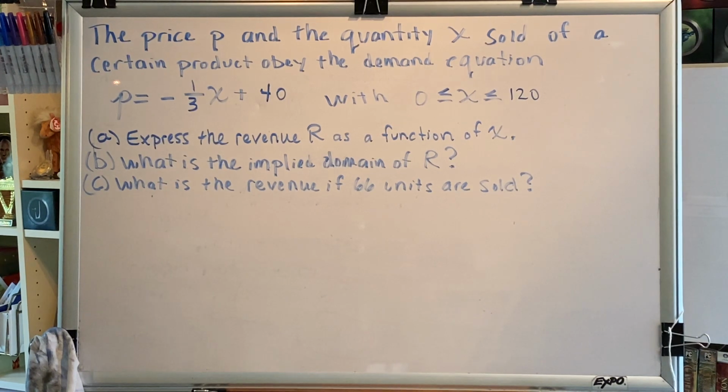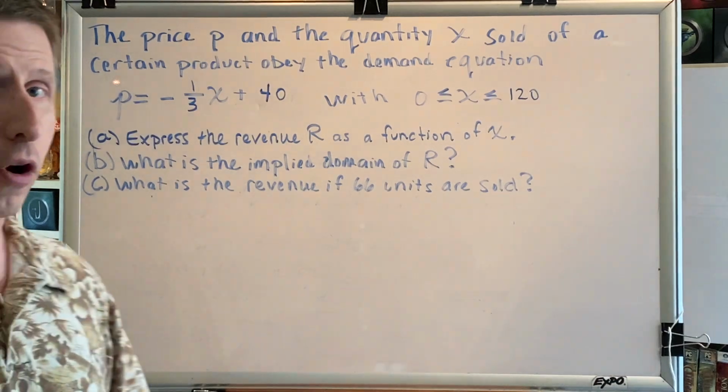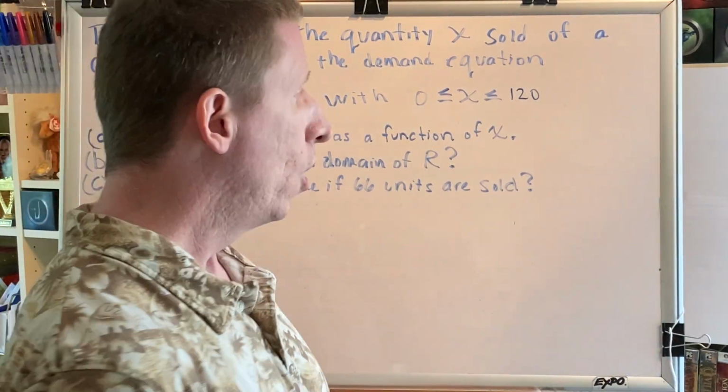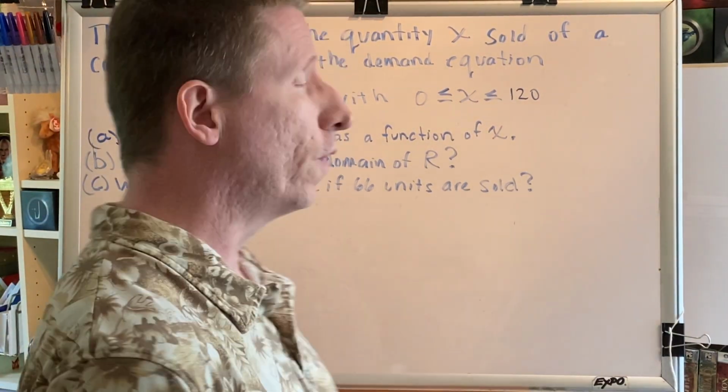Part A, express the revenue R as a function of X. Part B, what is the implied domain of R? Part C, what is the revenue if 66 units are sold? There are other parts of this problem as well. We'll deal with them in a future video.